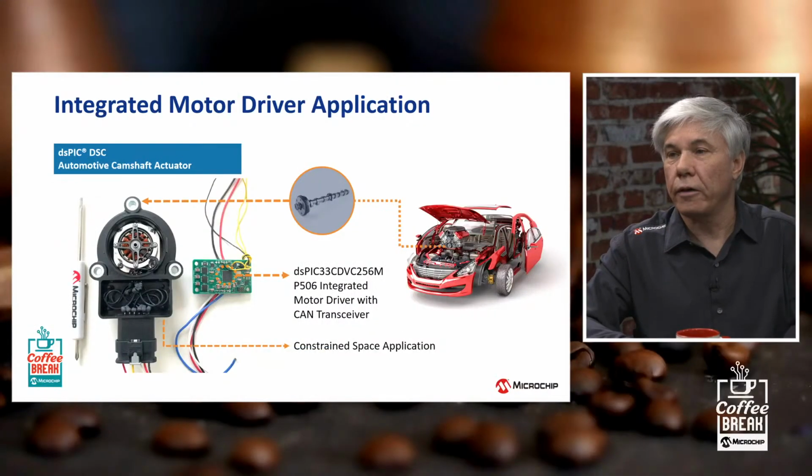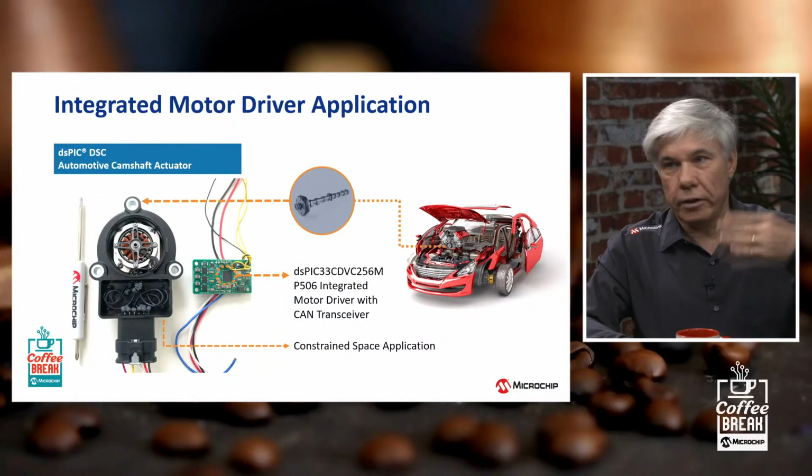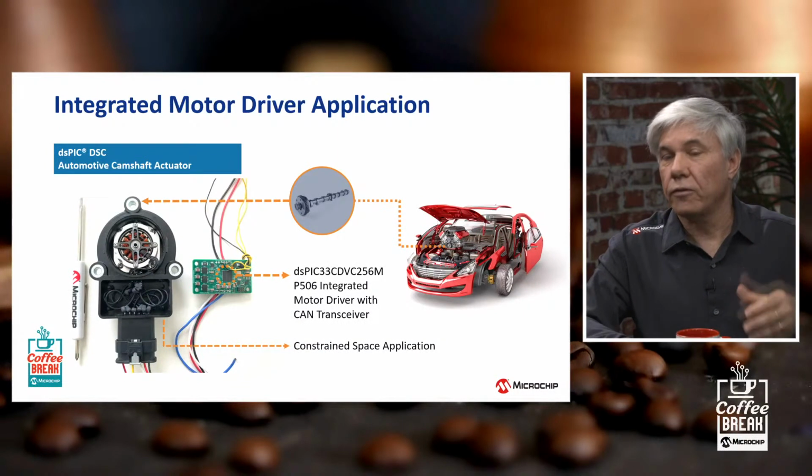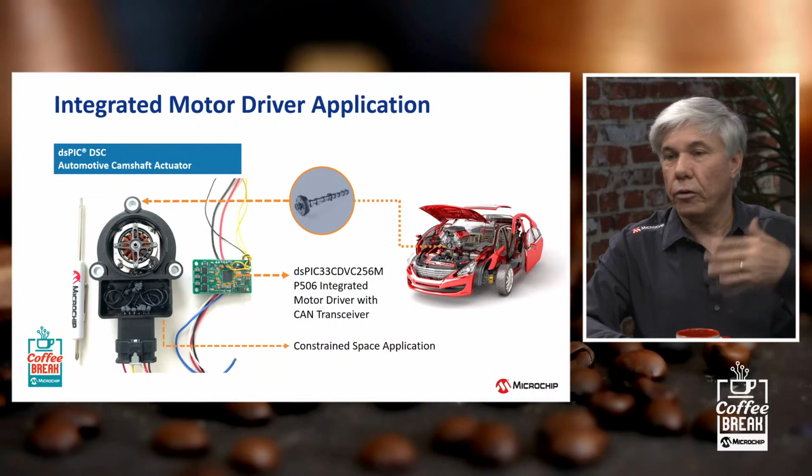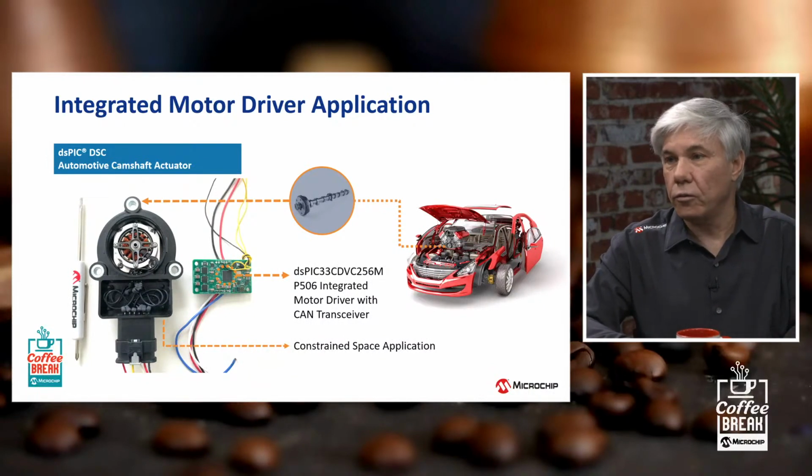Sure, here's a second application. This is for a camshaft. This is used on a combustion engine, obviously, where you have a camshaft that's running and opening and closing the intake and exhaust valves. And in the old days, of course, this was run by a belt or gear train or something, but nowadays it's run by an electric motor.